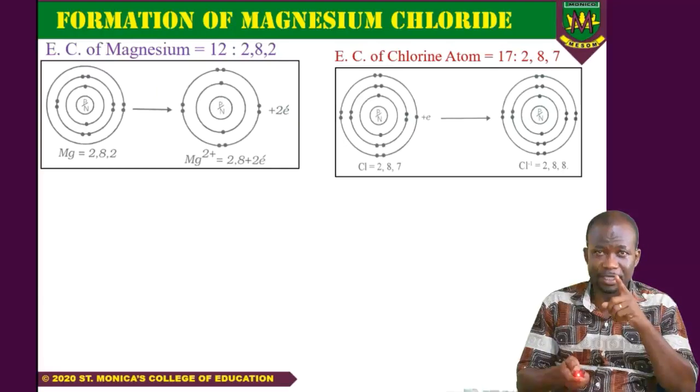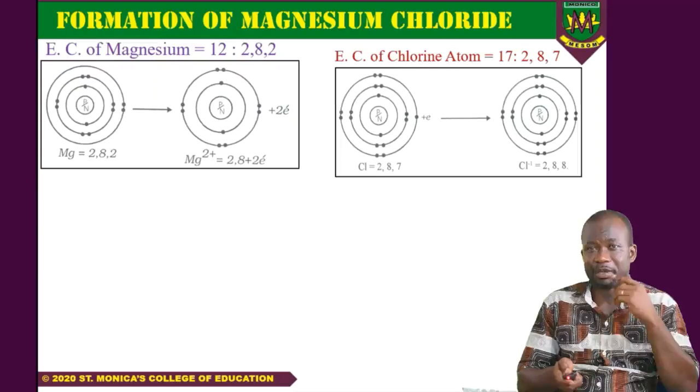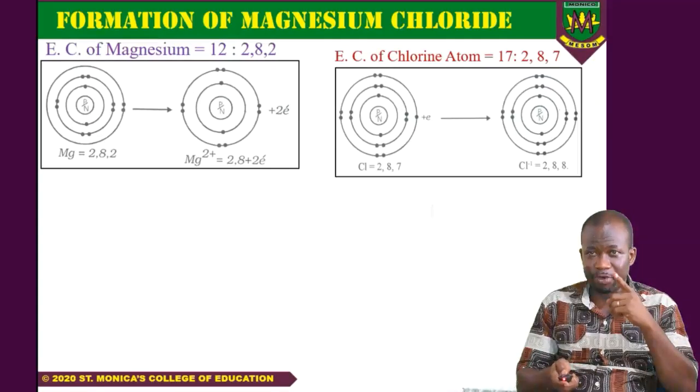2, 4, 6, 7. Now when chlorine accepts an electron and it becomes chlorine minus, the last shell will have 8 electrons. 1, 2, 3, 4, 5, 6, 7, 8. And then you realize that the configuration will be 2,8,8. Now if you want to write a balanced ionic equation for it, you realize that you have 8 electrons on its last shell here, but here there are 7.